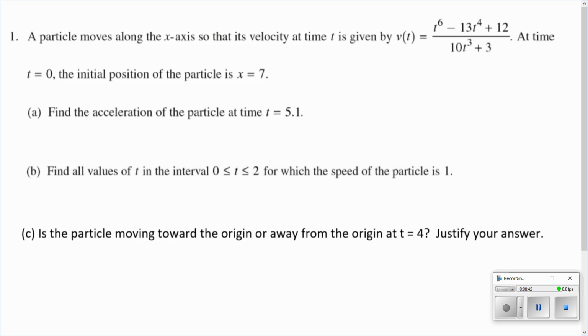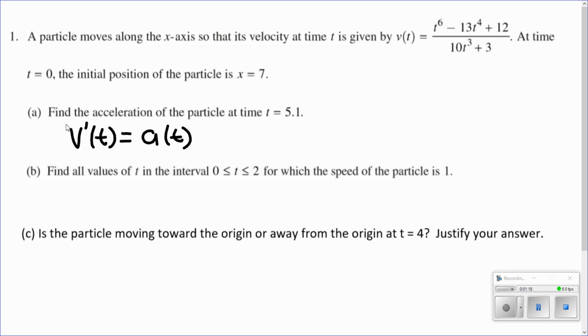Okay, so first it gives you that velocity. It tells you at time equals 0, the initial position is at x equals 7. It first wants us to find the acceleration of the particle at time equals 5.1. So we have the velocity, so to find the acceleration, we're going to take the derivative. Because it's a calculator problem, and all of yours will be, I don't need to show any work. I'm just going to go like this. V prime of t is equal to a of t.